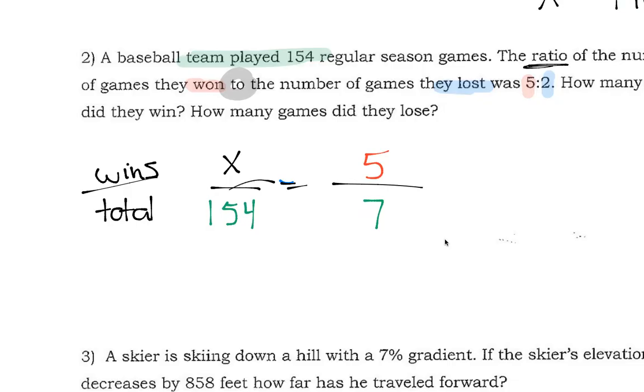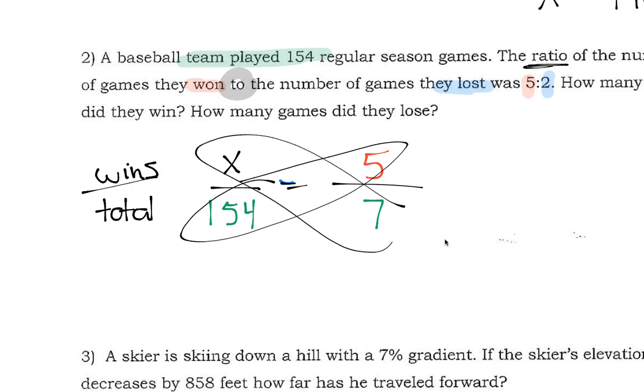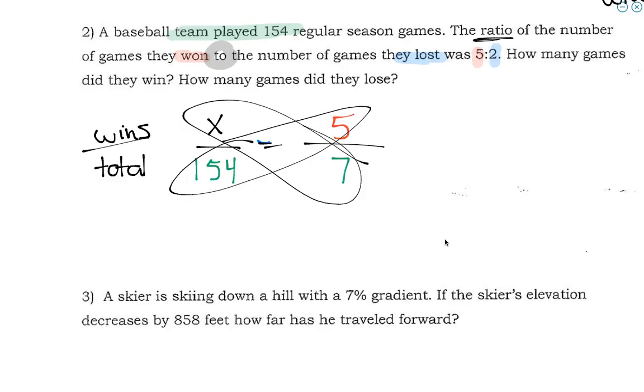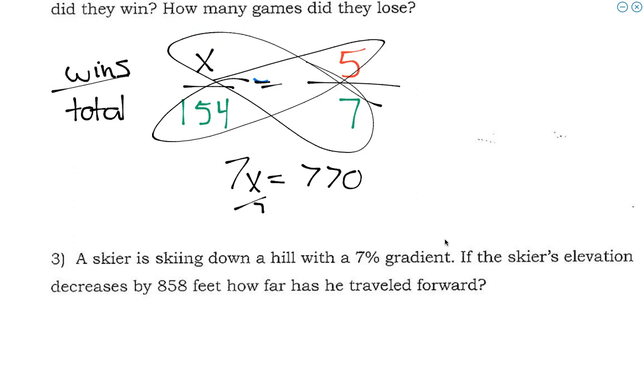Now we can do our cross products. So that's 7x equals 770. Divide both sides by 7. X equals 110.